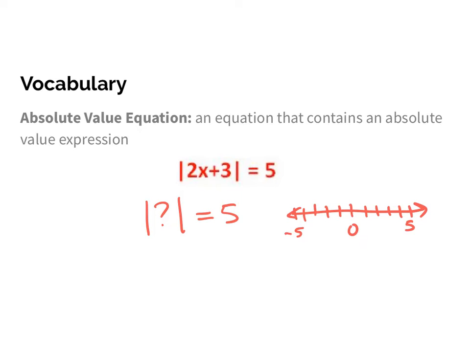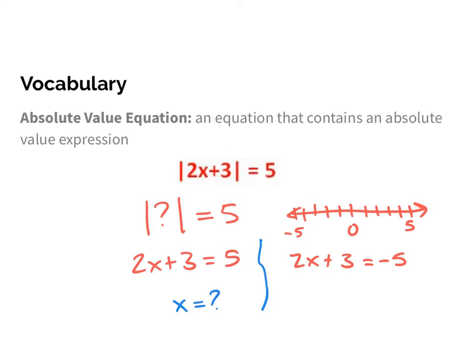That means whatever's inside, 2x plus 3 can equal 5, and 2x plus 3 can equal negative 5. So because there are two options due to the absolute value, that means we have two equations that we are going to solve separately, and our goal is to figure out what values of x would make those equations true. In this case, we're going to have two solutions.